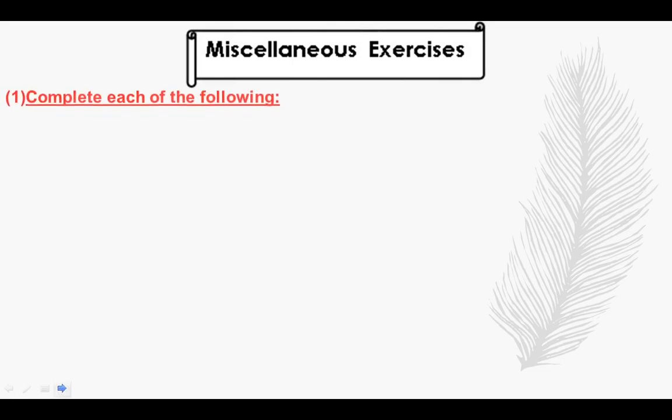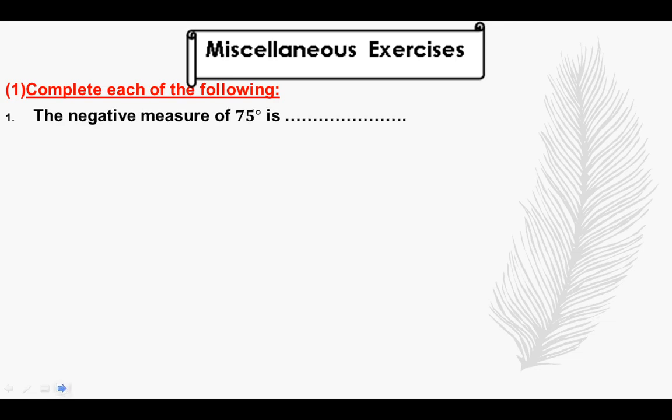Exercises. Complete each of the following. The negative measure of 75. Here you can see that 75 is a positive angle, and here we need to find the negative measure.